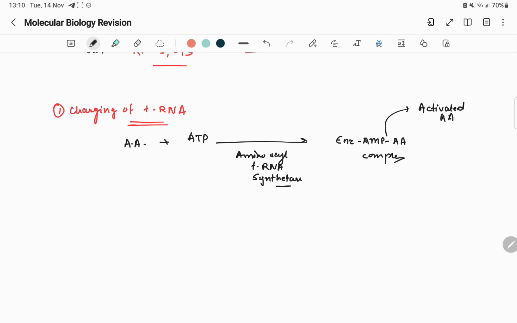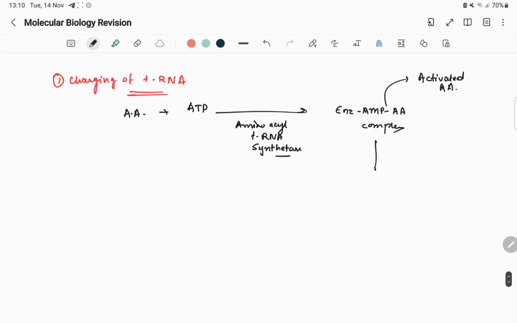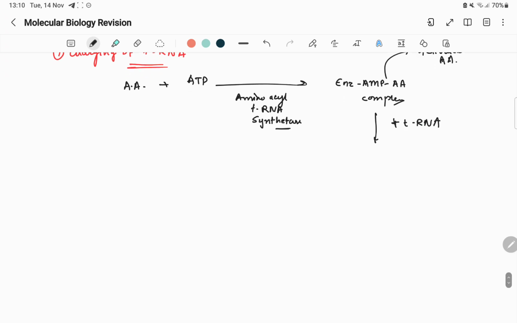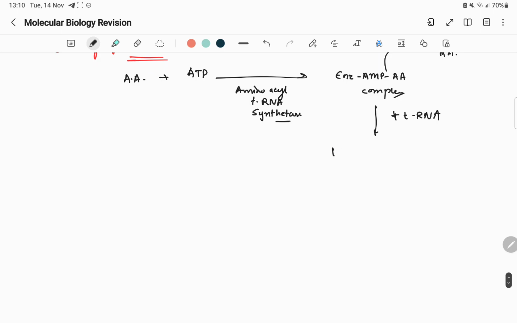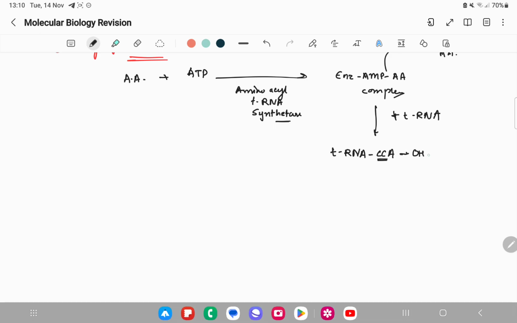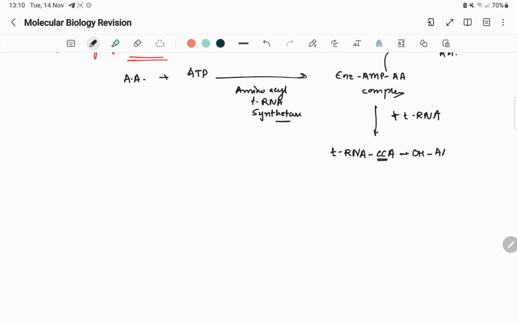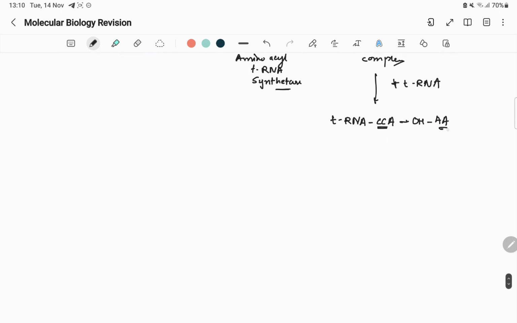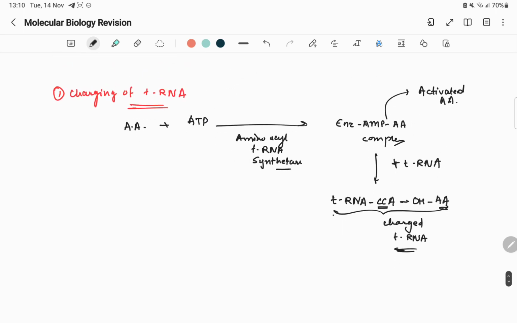Okay, this activated amino acid will combine with your tRNA and form your charged tRNA. The tRNA has your CCA arm which accepts the amino acid, so we write CCA, and it attaches to the OH of the amino acid, so amino acid OH, AA, amino acid. Okay, this whole part is your charged tRNA. So charging of tRNA is done.